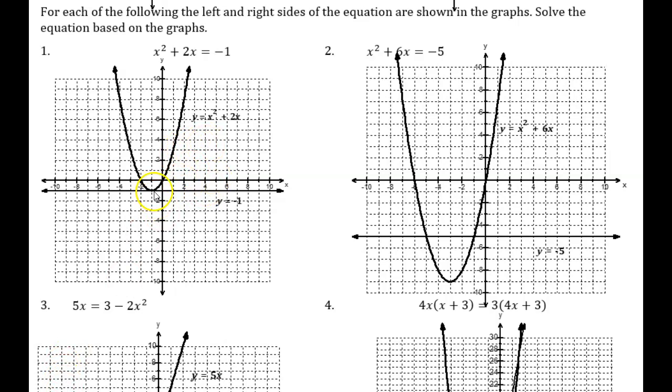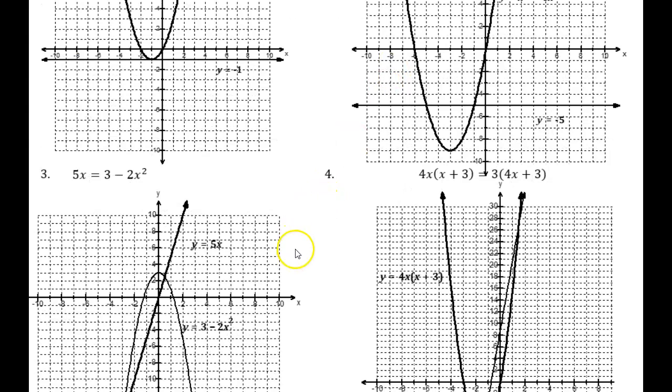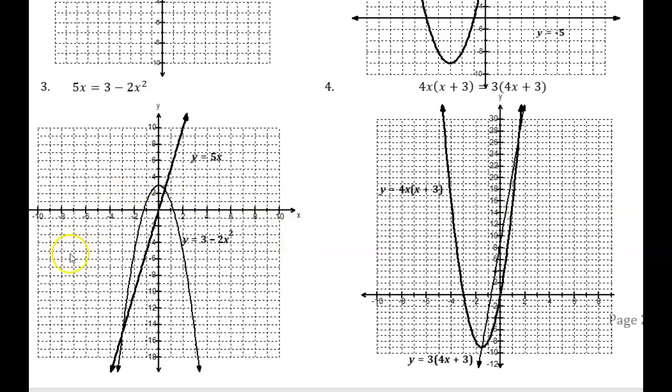And what we see from our graph here, the x value that solves this intersection is -1. And we'll look at one more here, then we're going to shift over to our graphing calculator. So let's look down here at one that would give you two different equations. So you have 5x equals 3 subtract 2x squared.